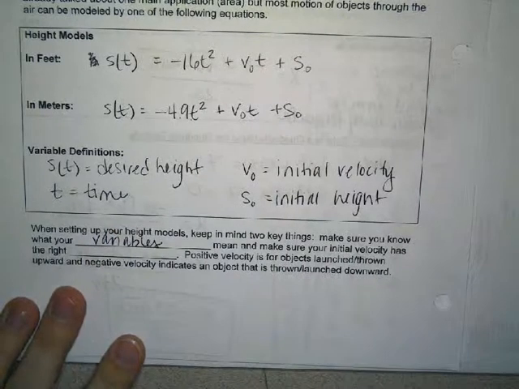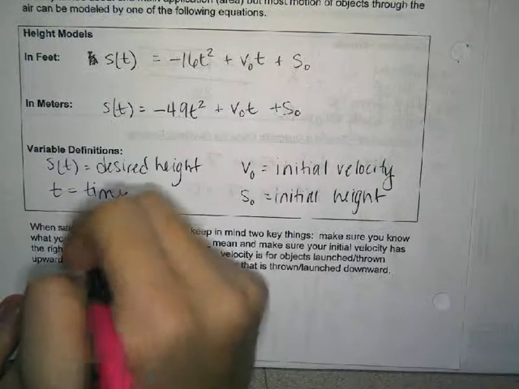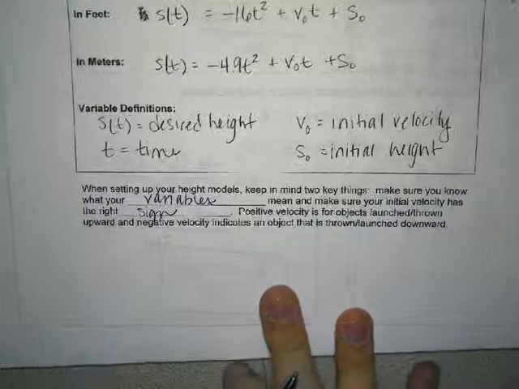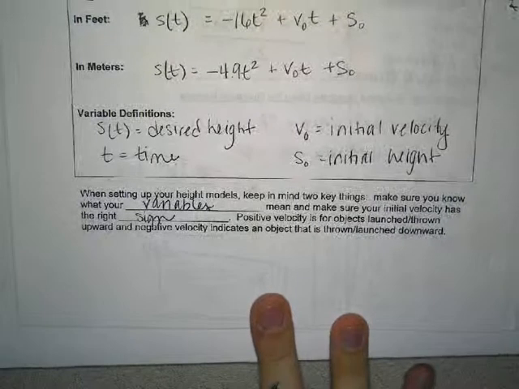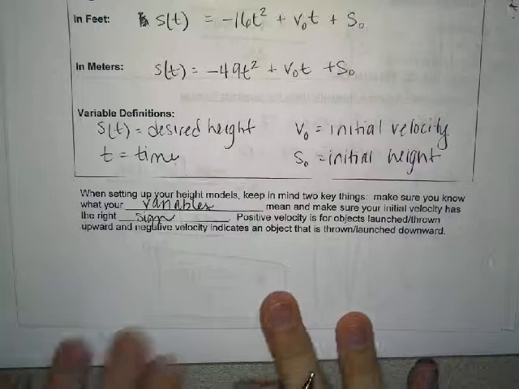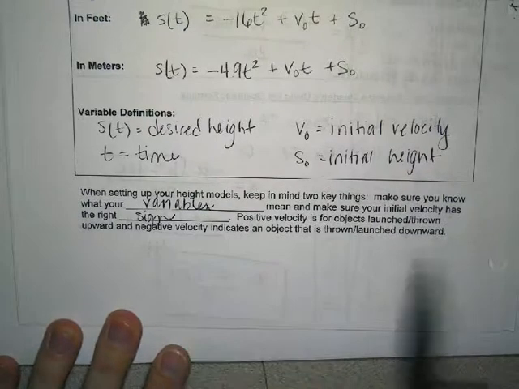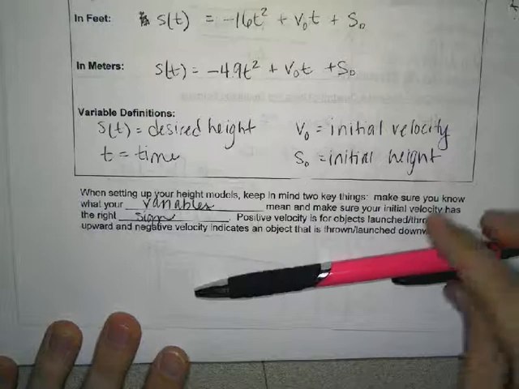And make sure your initial velocity has the right sign. Normally, there's no mistakes in this except for those two things. And the biggest mistake that's made is people put the wrong sign on their initial velocity. Velocity is speed and direction.